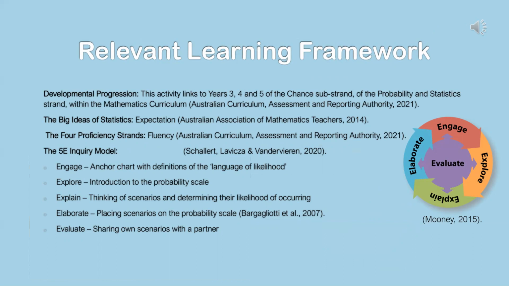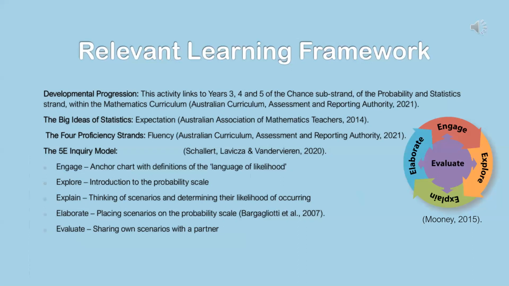This activity is based on the Year 4 chance substrand of statistics and probability strand that has been differentiated and therefore also links to Years 3 and 5 of the mathematics curriculum, allowing students to develop progressively. It also links to the expectation component of the big ideas of statistics, as students will be required to categorize different scenarios based on their understanding of the likelihood of their occurrence or how often they would expect them to happen. The 5E inquiry model has been implemented throughout this activity to enhance students' understanding of the chances of different events occurring and the 4 proficiency strands, and in particular fluency for this activity.